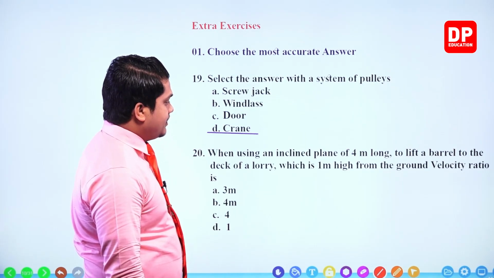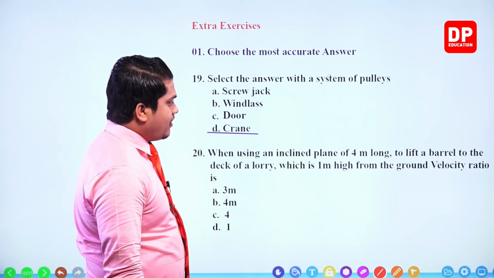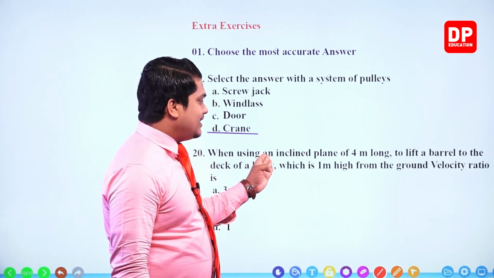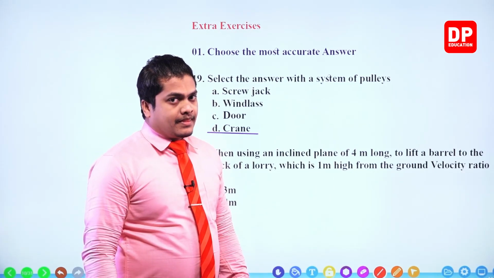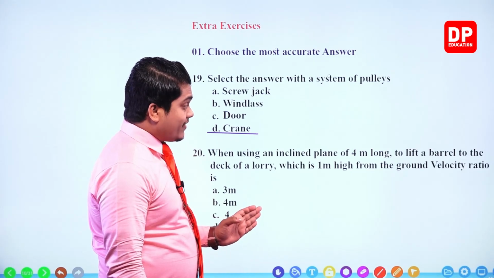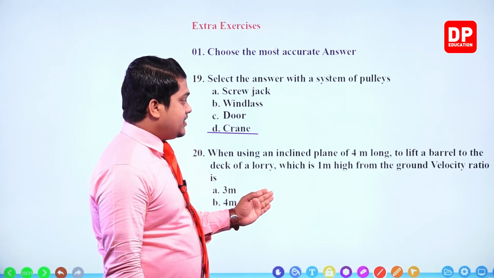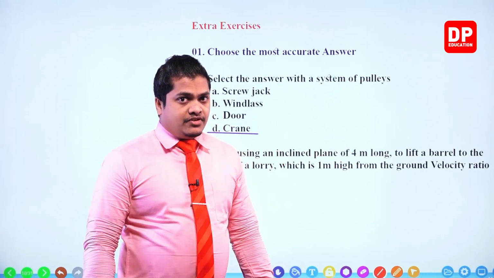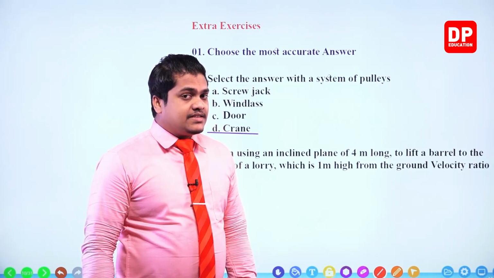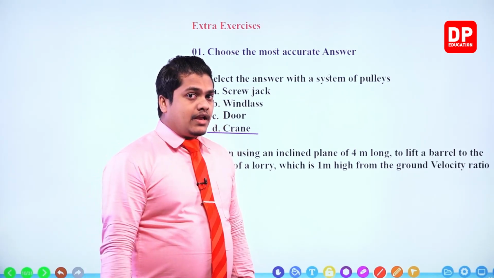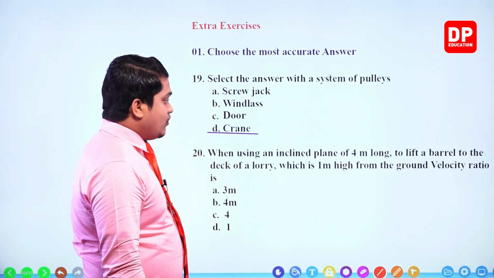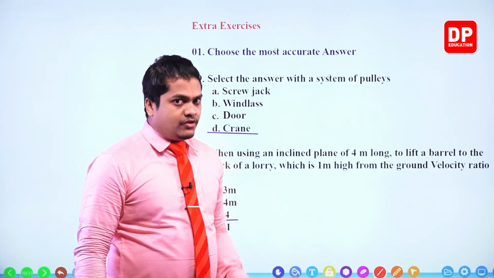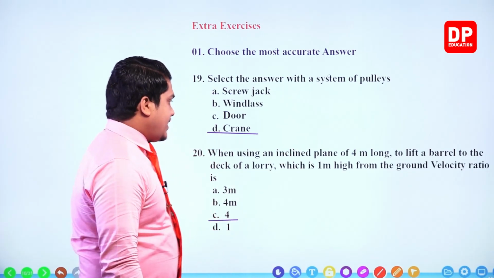So velocity ratio is very simple. Distance traveled by the effort divided by distance traveled by the load. Distance traveled by the effort should be the length of the inclined plane, which is 4 meters. Then distance traveled by the load should be equal to 1 meter. That means the length of the inclined plane is the distance traveled by the effort. Distance traveled by the load is the height of the inclined plane, which is 1 meter. So 4 over 1 is equal to 4. Not 4 meters, just 4. There are no units as it is a ratio. Okay. Right. Then the next one.